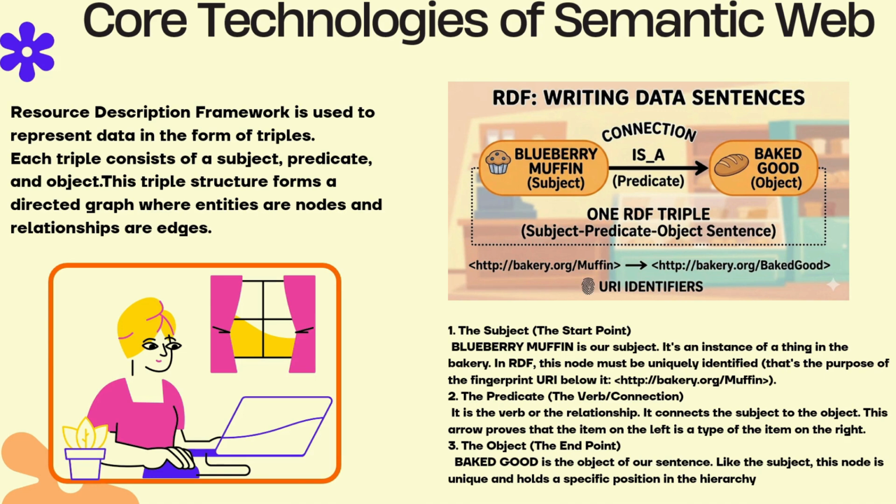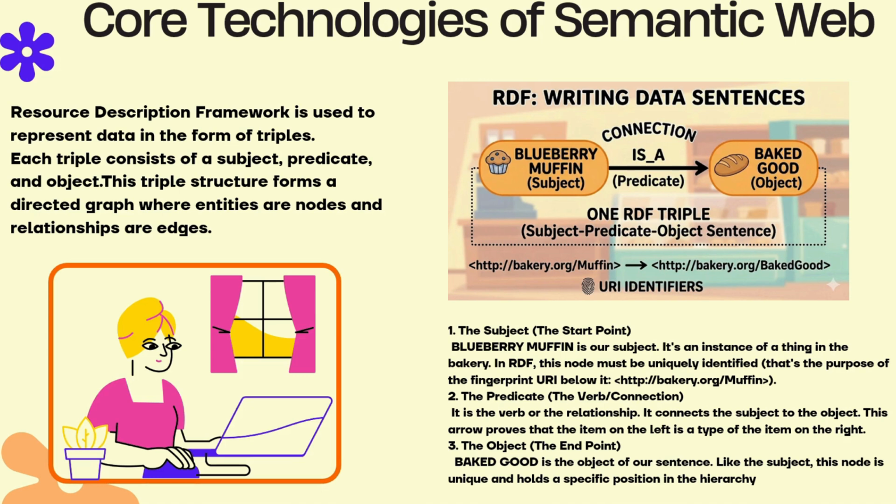So look at the example on the slide. We have: blueberry muffin is a baked good. That's one RDF triple. The blueberry muffin is the subject. It's the thing we are describing. Is is the predicate. That's the relationship, the verb connecting the two. And baked good is the object. It's what the subject connects to.